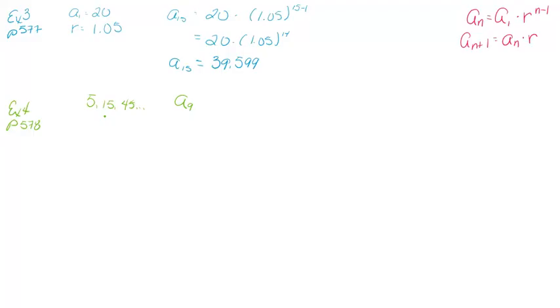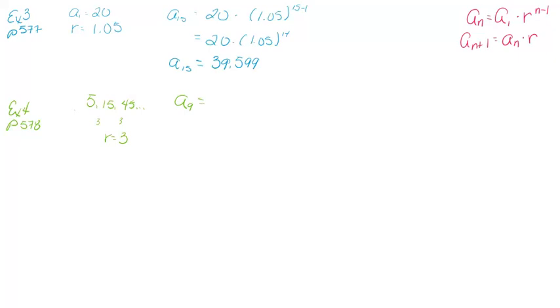Example 4 works almost the same way, only they don't give you the ratio. They give you the sequence that starts with 5, 15, 45, and tell you it's geometric, and they say find the 9th term. So in order to find the 9th term, we first have to find the common ratio. Well, if we say 15 divided by 5, that's 3. 45 divided by 15, that's 3. So we see that the common ratio, we find it by dividing, and we find that it's 3.